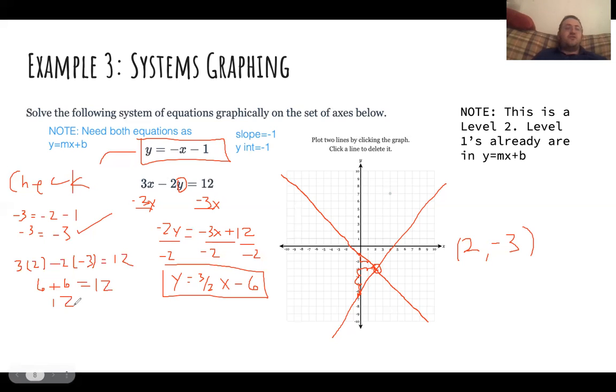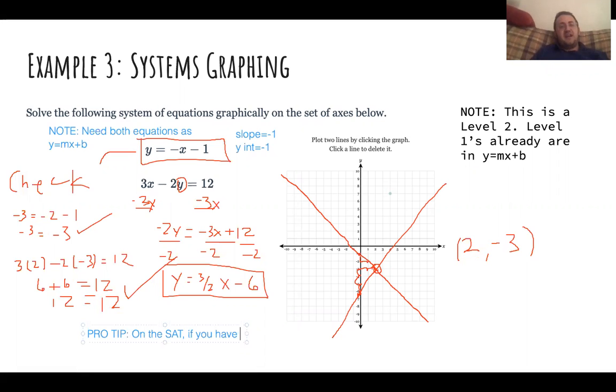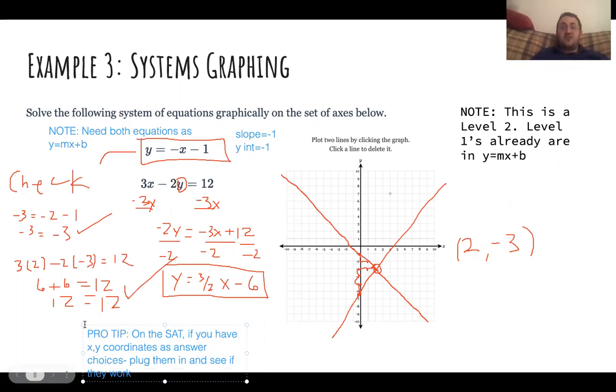So you don't actually have to do the check for work on Delta Math, but I just wanted to show you the check for work just so you can actually verify that it's a solution. And by the way, pro tip, on the SAT, if you have XY coordinates as answer choices, plug them in and see if they work. And if the answer to that is yes, then it's actually the answer choice.